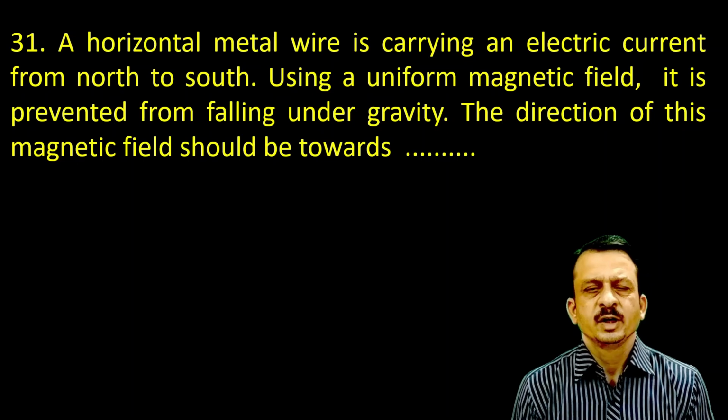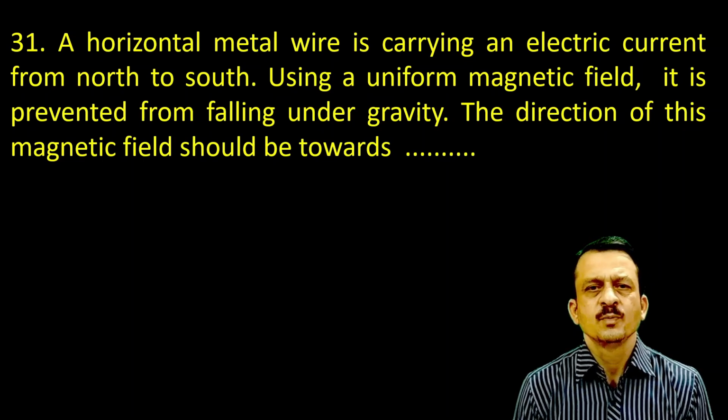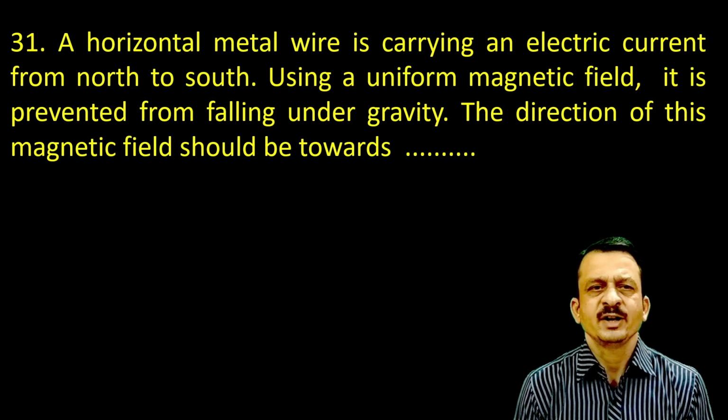A horizontal metal wire is carrying an electric current from north to south. Using a uniform magnetic field, it is prevented from falling under gravity. The direction of this magnetic field should be towards.